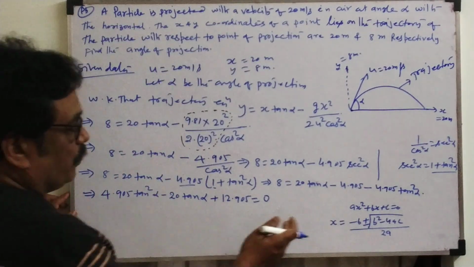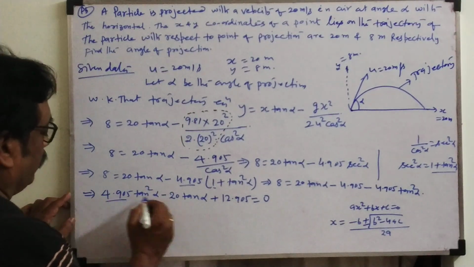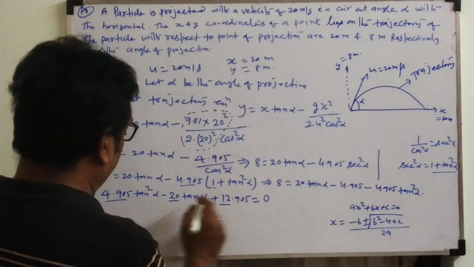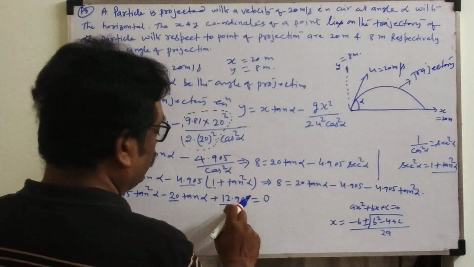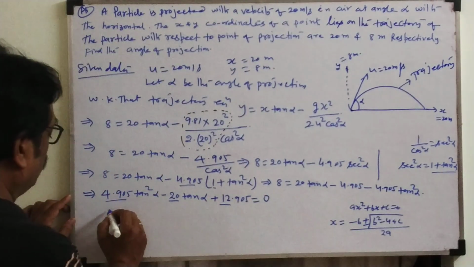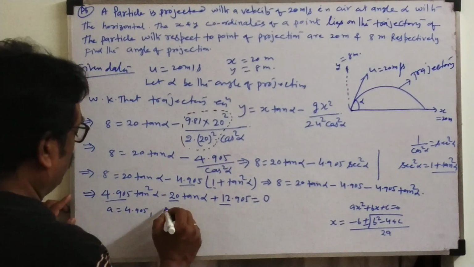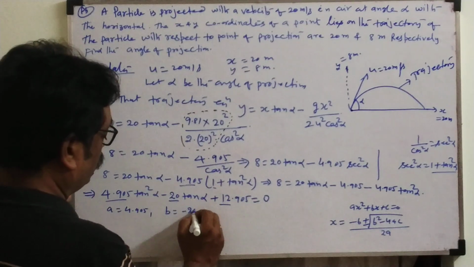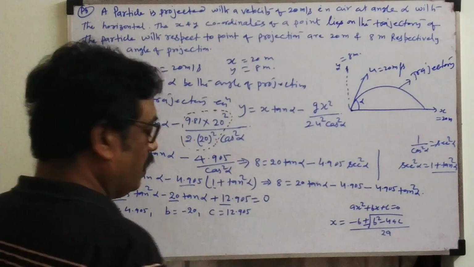So see this. If you know this, substitute our values. So here this is a, this is b, this is c. tan²α is nothing but x², tanα is nothing but x, and this is a constant. So what can we write? a is equal to 4.905, b is equal to −20, c is equal to 12.905. Now what will we do?